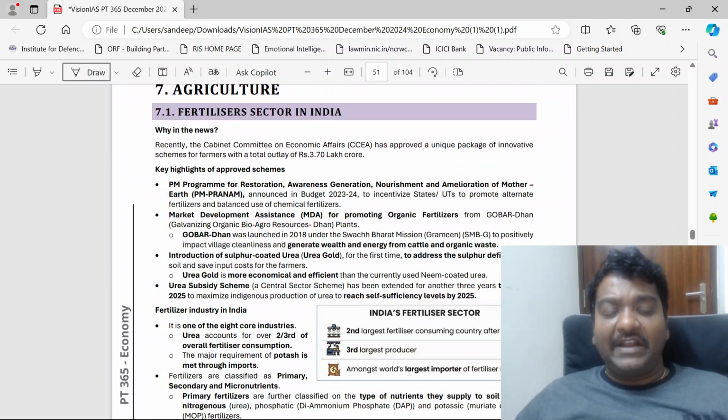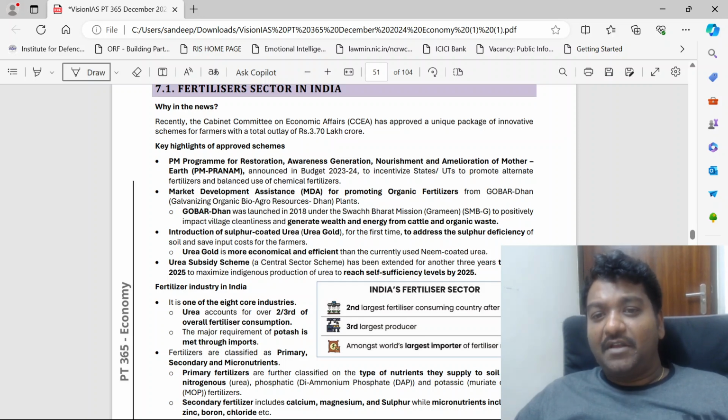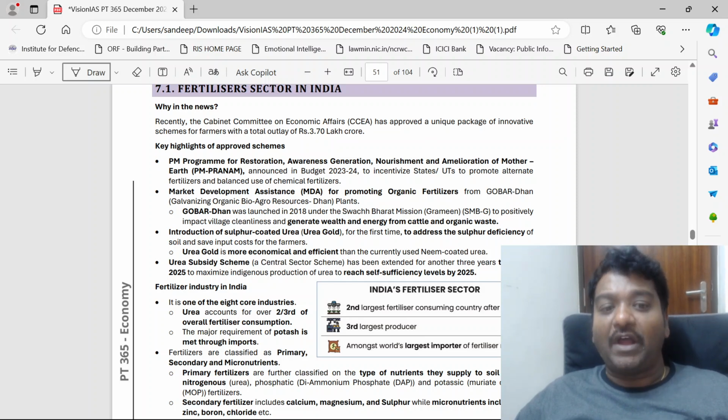Innovative scheme for farmers with a total outlay. What is it? PM-PRANAM, the PM Program for Restoration, Awareness Generation, Nourishment and Amelioration of Mother Earth, announced in Budget 2023-2024. Now, to promote alternative fertilizers and balanced use of chemical fertilizers, very very important, guys. It is to incentivize states or union territories to promote alternate fertilizers and balanced use of chemical fertilizers.